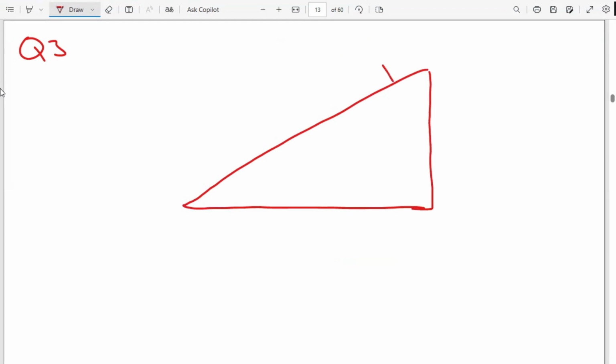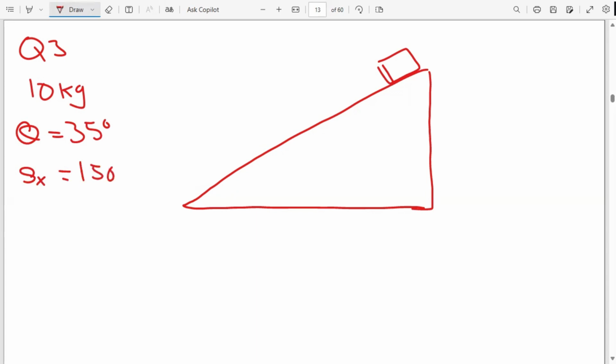Okay, so this is what we have. We have a crate here. The crate has a mass of 10 kilograms. Then theta is equal to 35 degrees. The distance along the crate covered, the displacement along the incline, is 150 meters. Then we have gravity, which is equal to 9.8 meters per second squared.